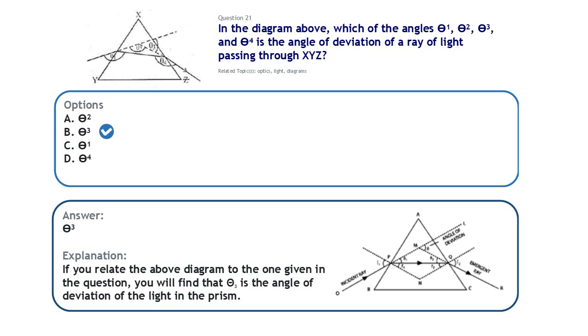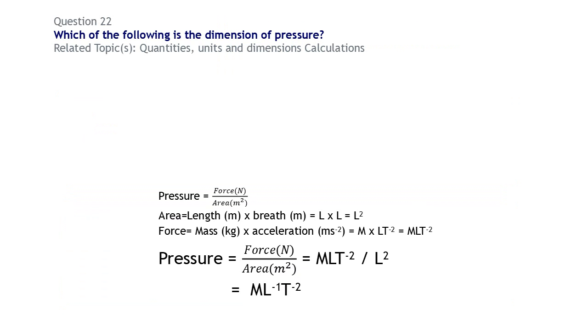Alright, so if we look at this diagram here of a light ray passing through a triangular prism, you see that the angle here is labeled the angle of deviation. And if we relate that to the diagram that we have right here, that corresponds to the angle theta 3. So this angle here, theta 3, is the angle of deviation.